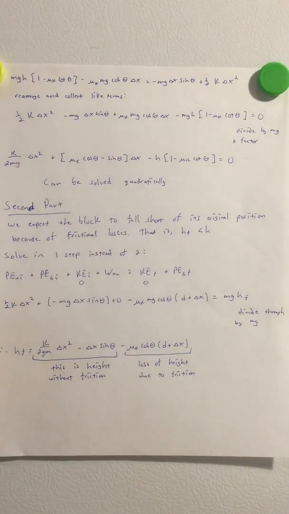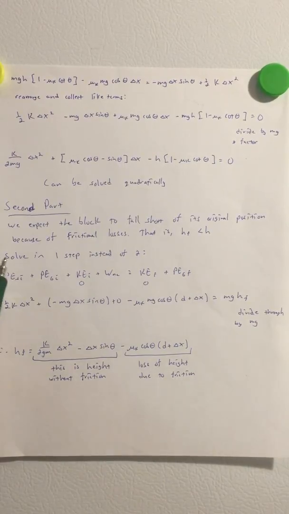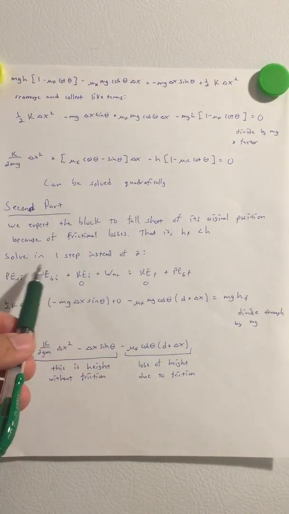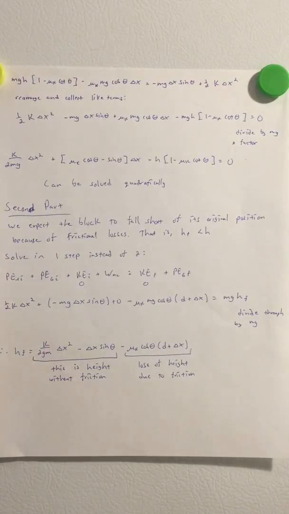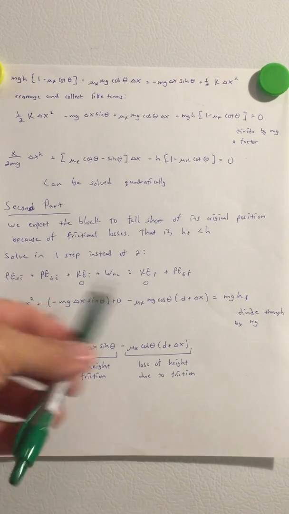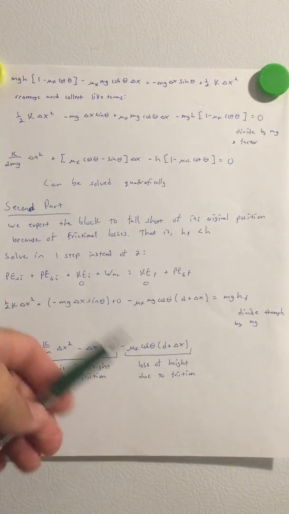So let's see how that works out. We'll see that really well with the numbers. Now, in this portion of the problem, I'm going to solve it in one step instead of two. You could have solved the first one in one step if you so desired. I'm just going to account for everything and let the chips fall where they may.